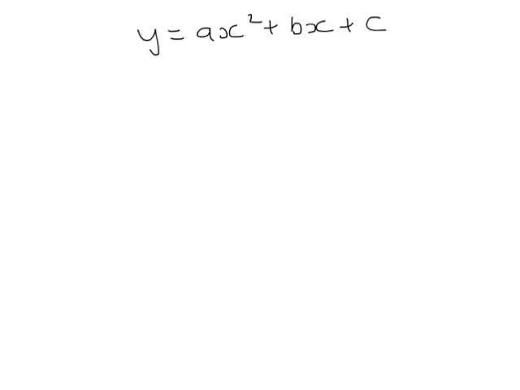Okay, so here we've got the general form of a quadratic equation, y equals ax squared plus bx plus c. And we can tell the shape of this graph just from this coefficient of x squared. If a is positive, or if a is greater than 0, then we're going to have a positive parabola.